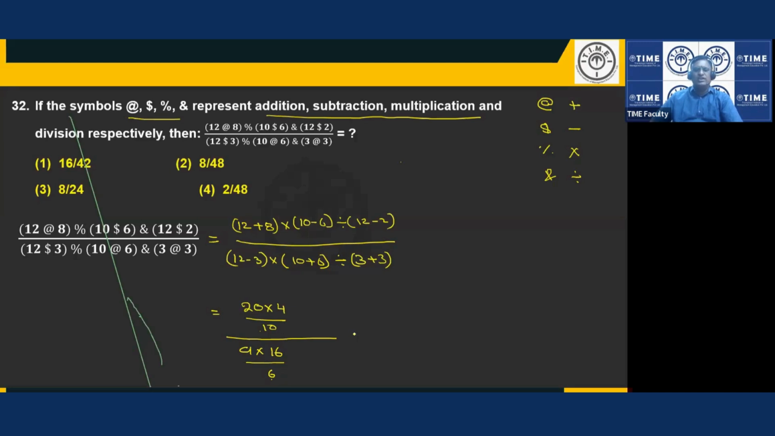Now we have a chance to cancel. 10 ones are 10, 10 twos are 20, that is 4 twos are 8. Here it cancels. 3 twos are 6, 3 threes are 9, 2 ones are 2, 2 8s are 24. So 8 by 24. Option 3. Even if you can simplify to 1 by 3, sometimes that option is available. 1 by 3 or 8 by 24, whichever is available, you can keep options.